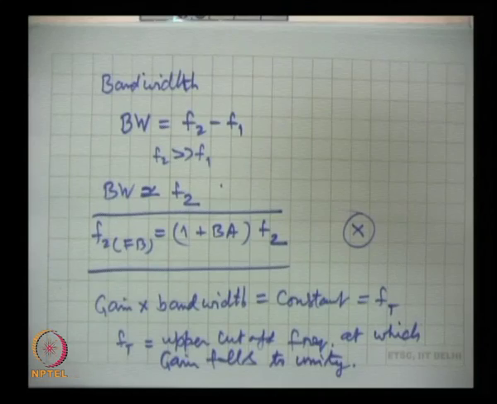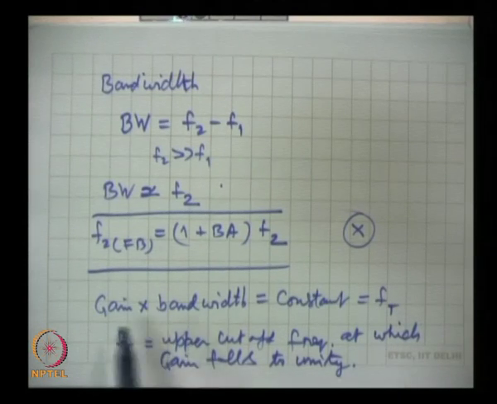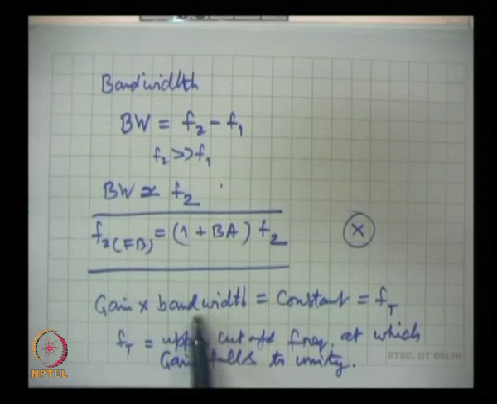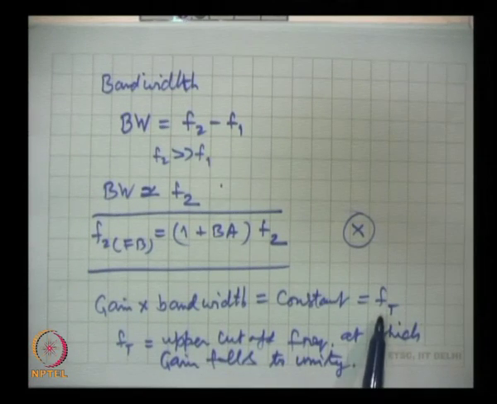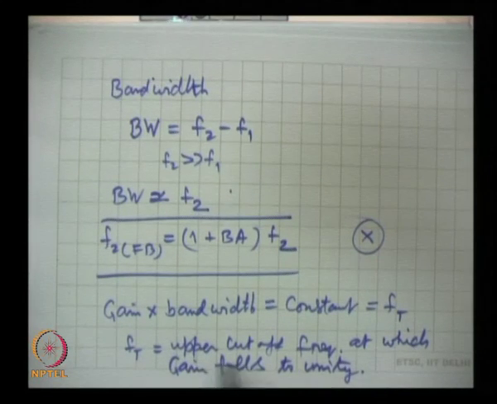Gain bandwidth product is constant for any device and for the circuit which is using that device, and this product is equal to ft. If gain is taken as 1 here, then this is the bandwidth. So, ft fundamentally becomes equal to bandwidth. So, the upper frequency which we are taking as the bandwidth is the upper cutoff frequency at which gain falls to unity.